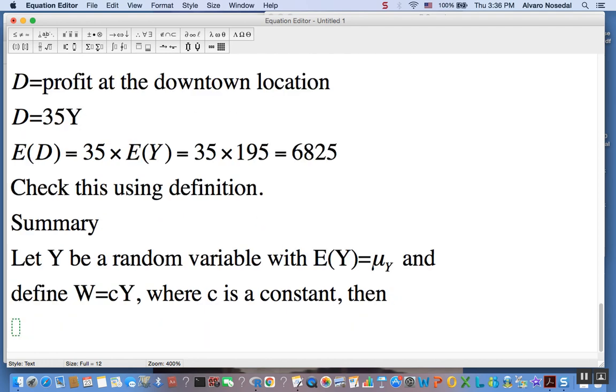Then what we have seen is that the expected value of that new random variable w is going to be c times the expected value of y. Or using that mu notation, it would be c times mu of y. And again, this is just a lowercase Greek m, because we love our Greek letters in statistics and mathematics in general.